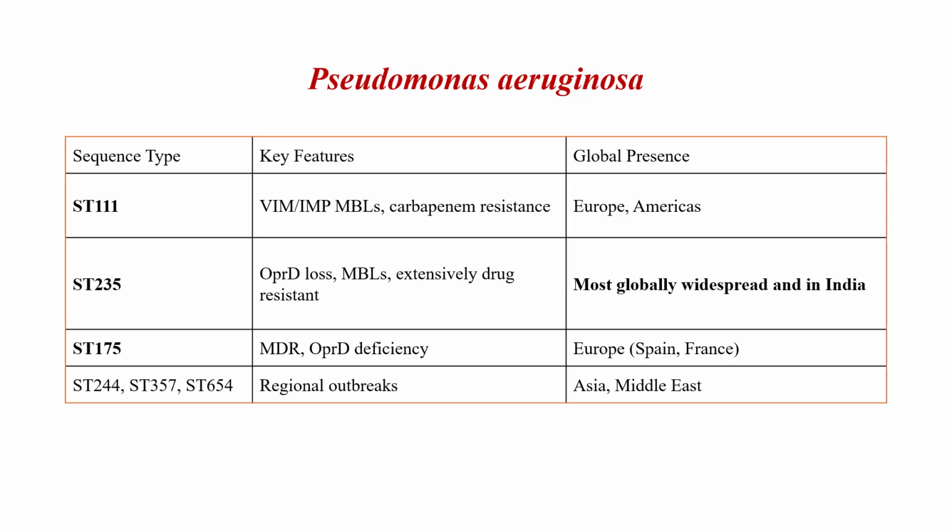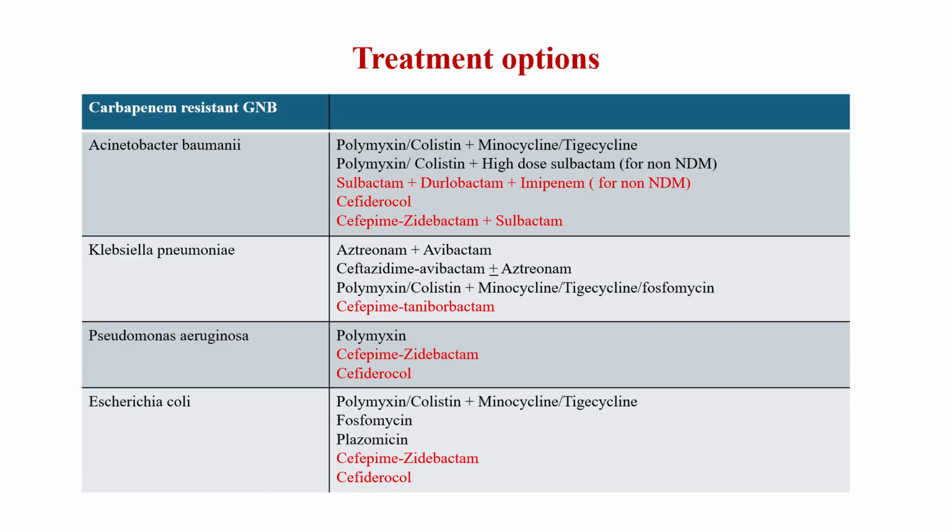Sequence type 235 is more prevalent globally as well as in India, but you can see that other sequence types are prevalent in different ICUs within the same country, and even within the same ICU. There you can see different sequence types of Pseudomonas aeruginosa. So basically, for Pseudomonas aeruginosa at present in India, there are not many options.